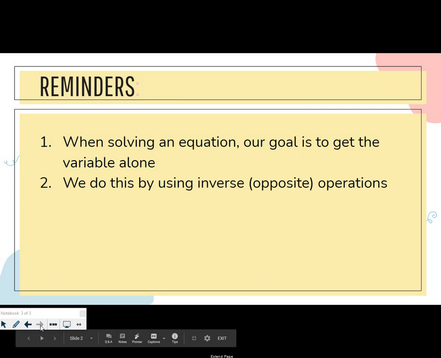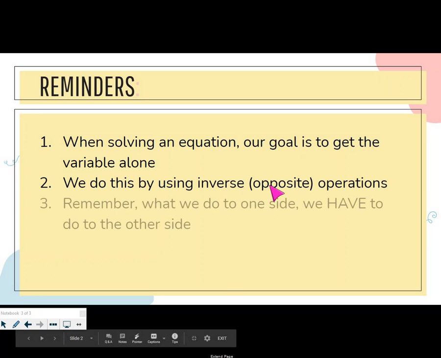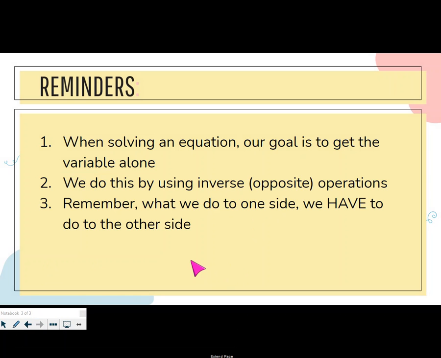We get the variable alone by using inverse or opposite operations. And remember, whatever we do on one side, we have to do to the other side. It's an equation, so we have to keep it balanced. Remember to check your answer at the end.